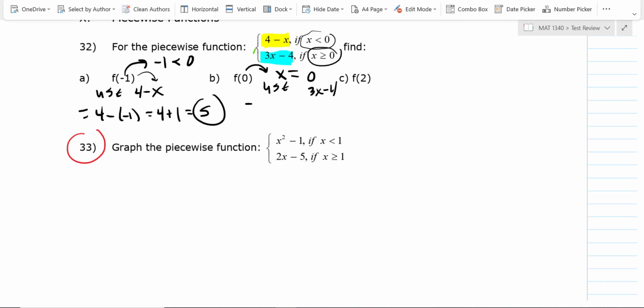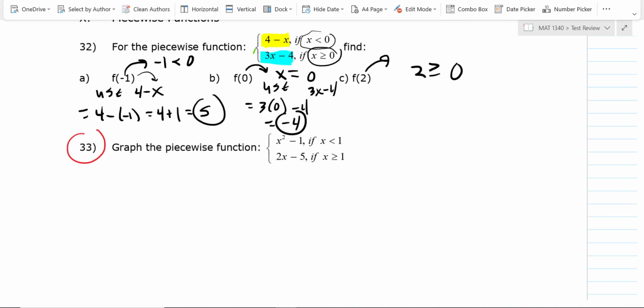So we're going to do 3 times 0 minus 4. That's equal to -4. That's your answer right there. So there's nothing to that if you understand what a piecewise function is showing you. Okay, the next one, 2. Now 2 is greater than 0. So which function do I use?